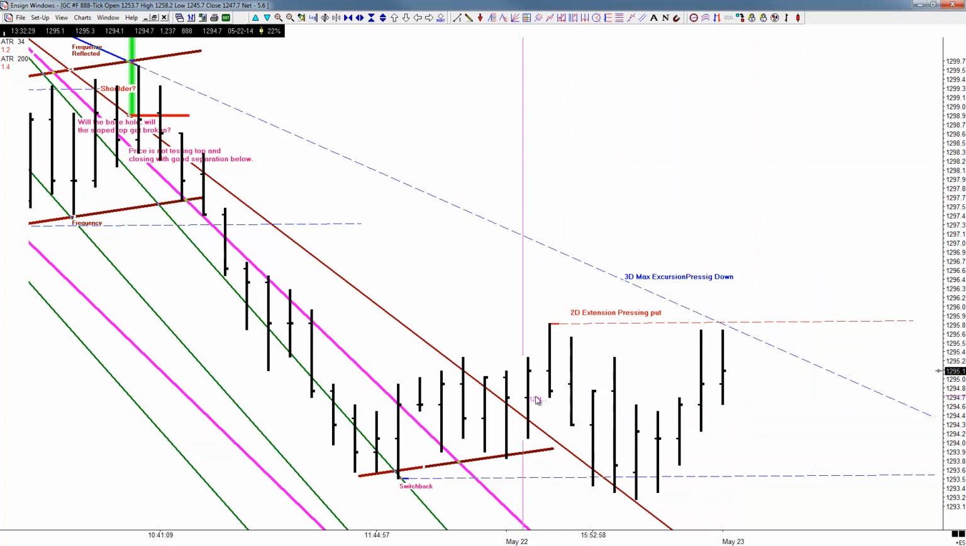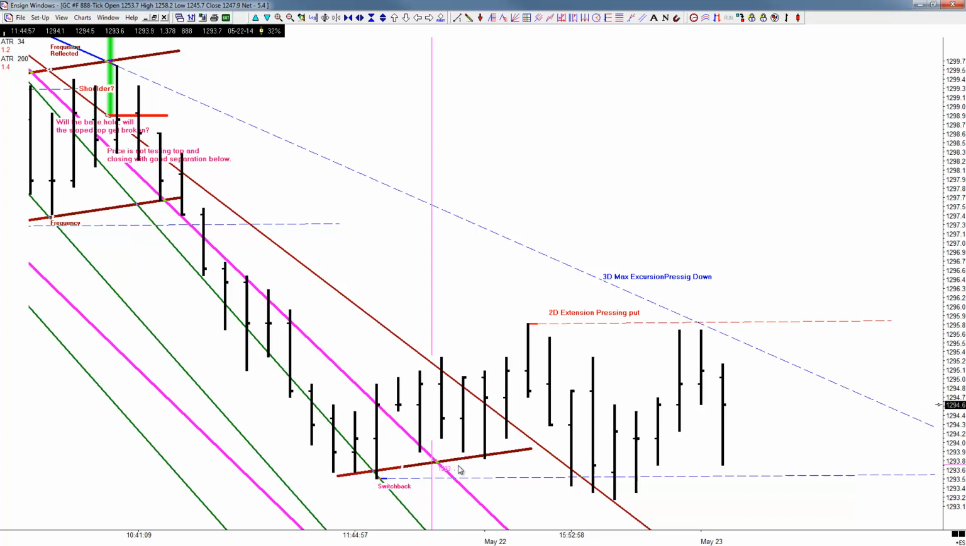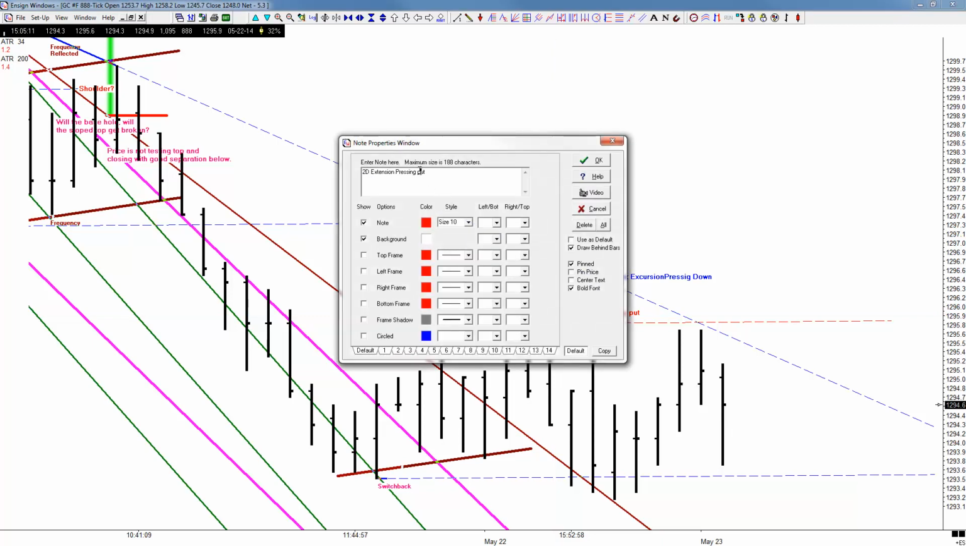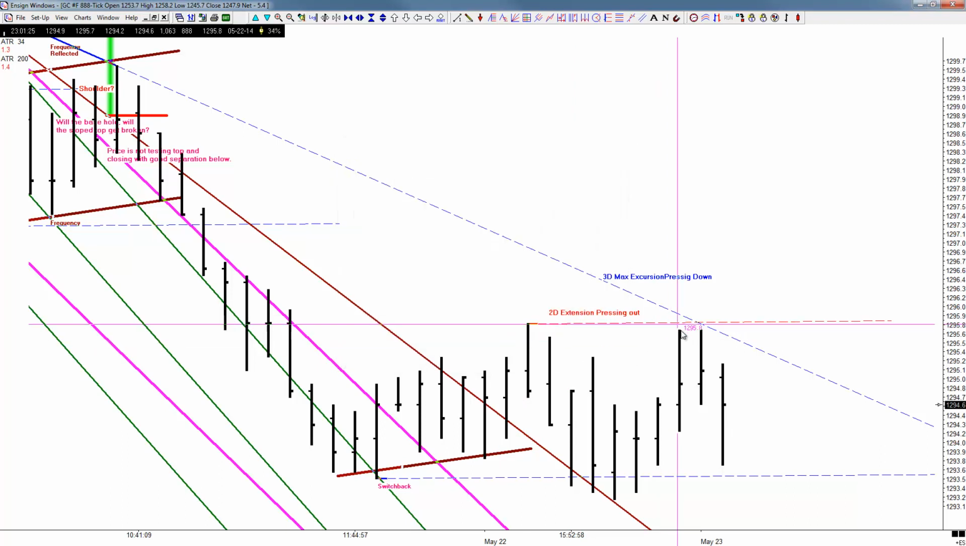So, can you see the two dimension is pressing us out? It's like when you're on one of those things at Disneyland, those saucers or whatever, and they go around and around and you're pressed against the wall and you want to throw up, but you feel like you're going to fly out of them, right? But you don't. Like a centrifuge, yeah. But the 3D maximum excursion is pressing us down. All right, so let's see what happens. We're still being pressed out, but now fix this. Wish I could type. Now you can see the 3D maximum excursion pressing us down.